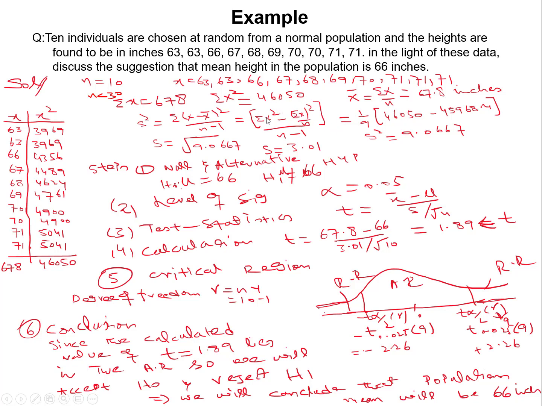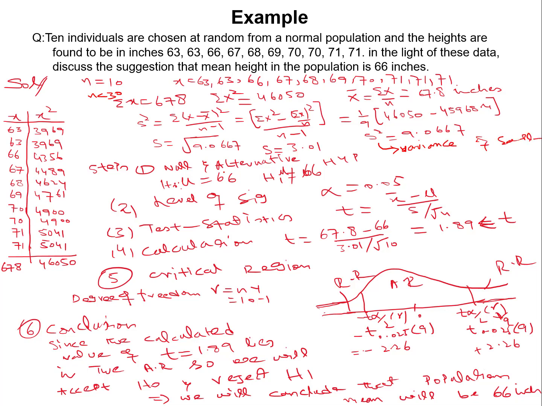So now putting these values, summation x square we have already calculated as 46050. So I put this 46050 minus summation x 678, 678 square by 10. So you will get 45968.4, divided by n minus 1. So 10 minus 1 will be 9. When you calculate, this is basically the variance of the sample.